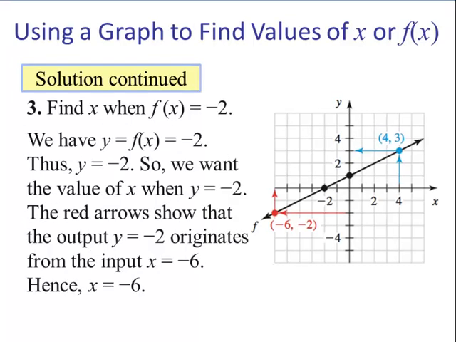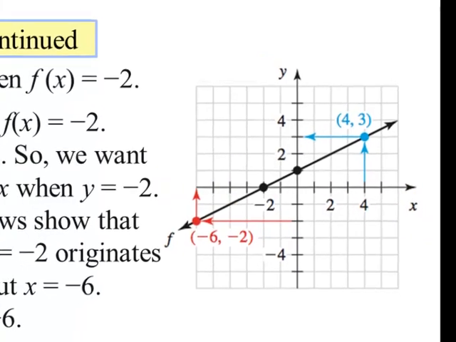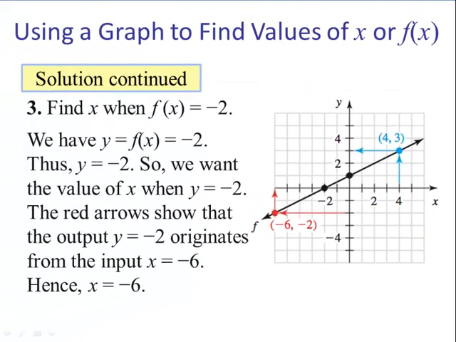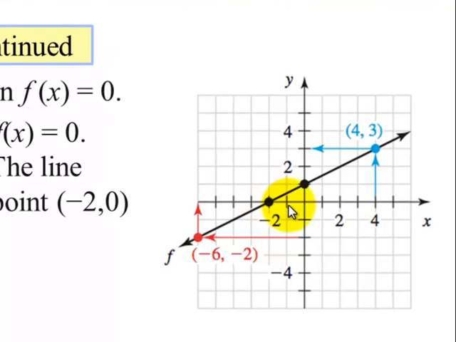Number 3, we're finding an x, and we know that f of x equals negative 2. So we go to negative 2 on the y-axis. Here's where this point is. We want to see what is this x value, and that x value is negative 6. So when x is negative 6, f of x is negative 2. Number 4, we want to find an x when f of x equals 0. When f of x is equal to 0, y is equal to 0, and we see that when y is 0, x is negative 2.